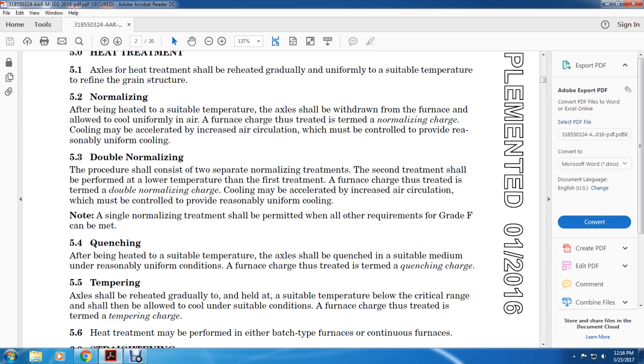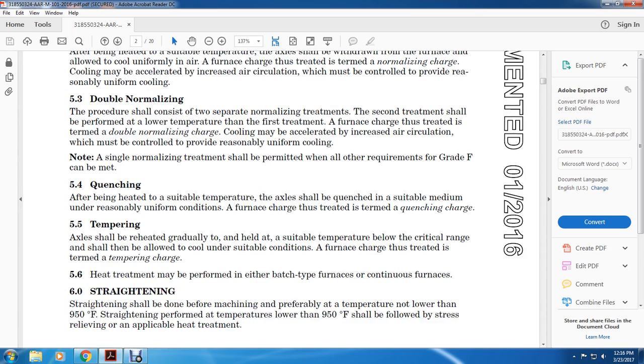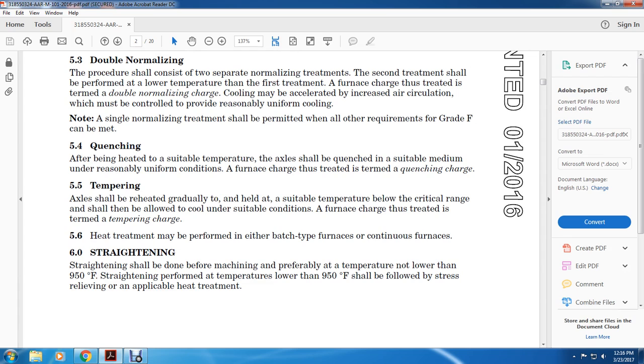Quenching. After being heated to a suitable temperature, the axle shall be quenched in a suitable medium under reasonably uniform conditions. A furnace charge that has been so treated is termed the quenching charge. 5.5. Tempering. Axles shall be reheated gradually to and held at a suitable temperature below the critical range and shall be allowed to cool under suitable conditions. A furnace charge so treated is termed the tempering charge.